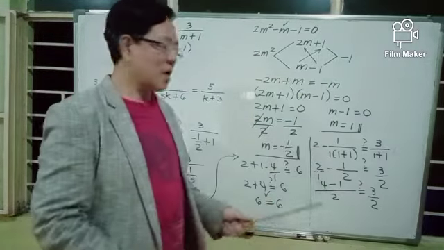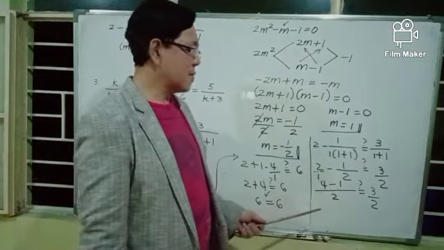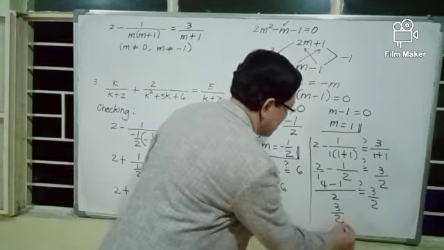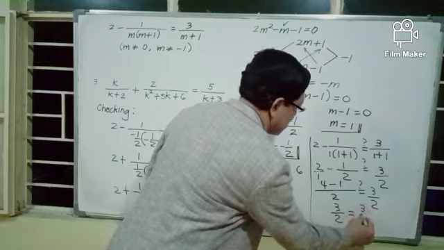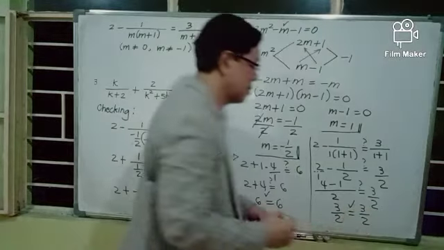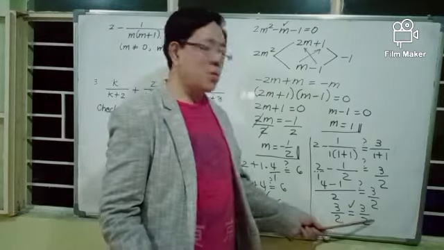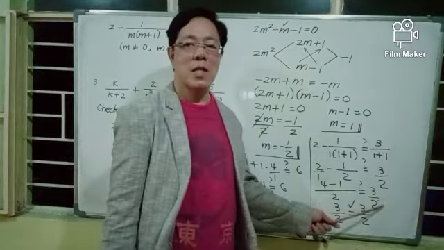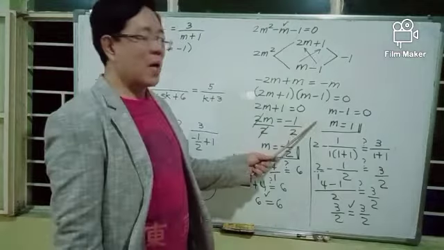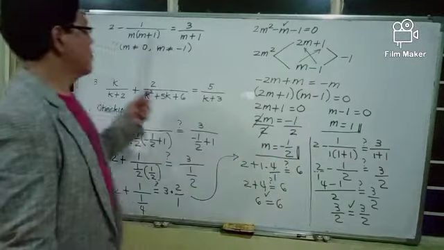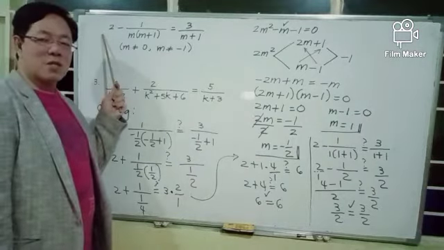And at the left hand side we have 4 minus 1 is 3 over 2, and it's equal to the quantity at the right hand side, 3 over 2. Thus this value of m equals 1 is a correct solution of this rational equation.